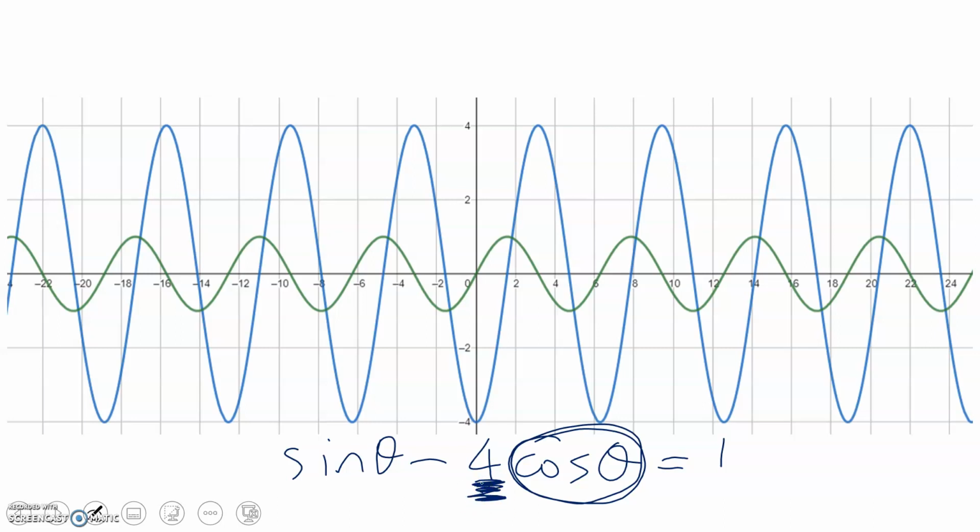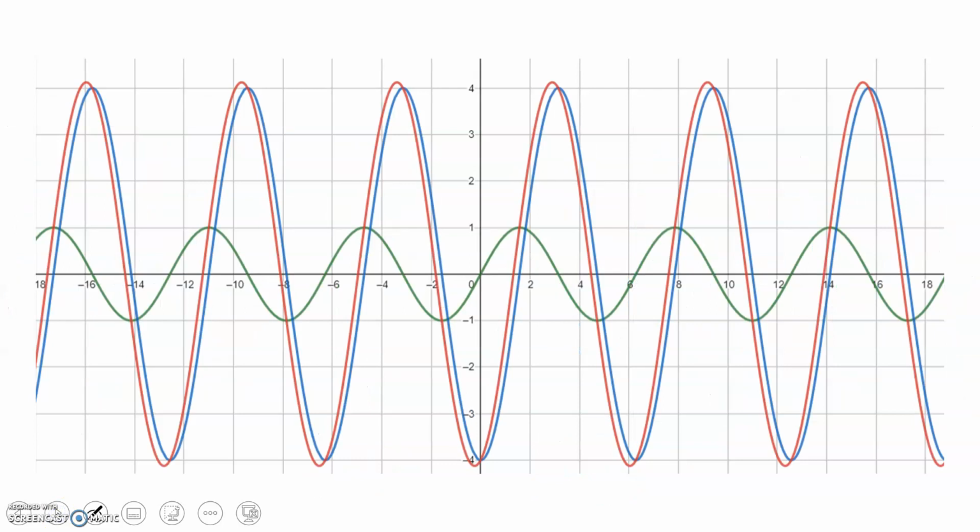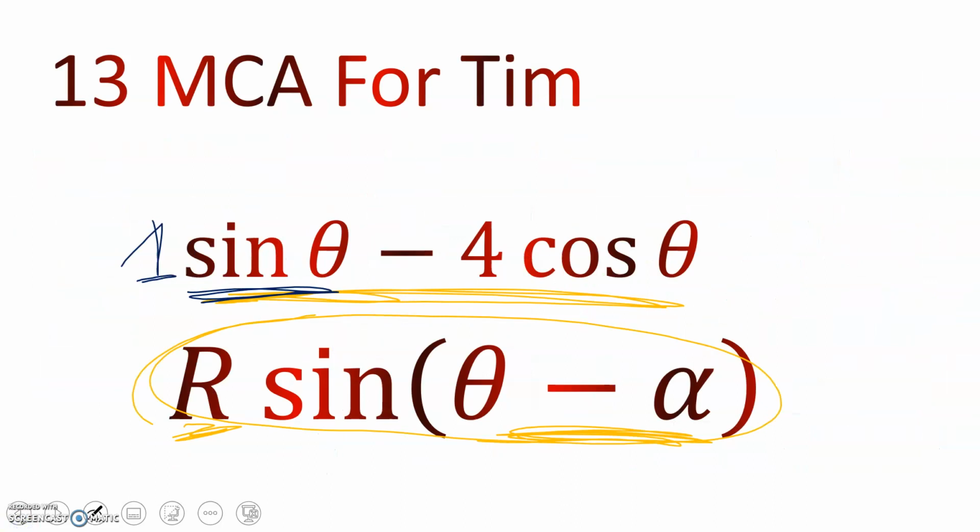And it works because of this. If I take those two separate curves and I add them together, I get this beautiful red curve, right? So I get a single curve. So what we're doing is we're finding the equation for that red curve. And if I go back to the first slide without pausing my video this time, what we're doing is saying that that new curve has got an amplitude of r and it's got a shift along of alpha.